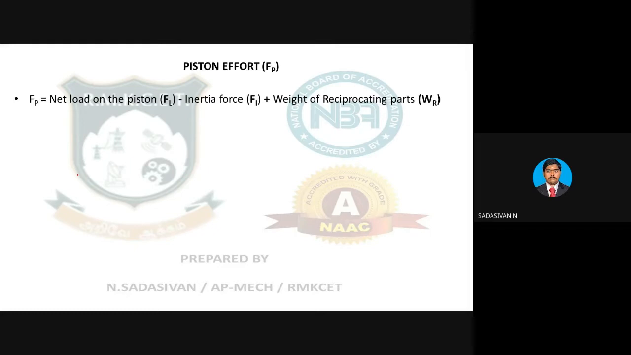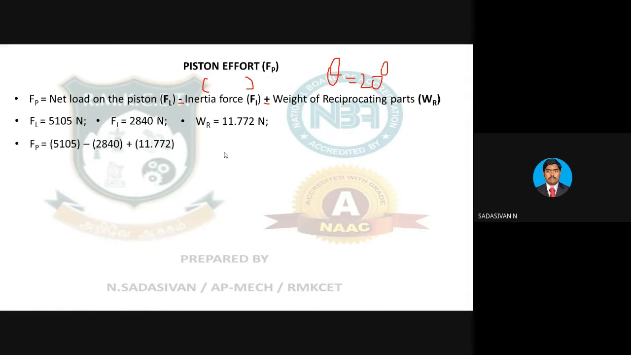A default plus here because theta equal to 20 degree means the piston is moving down, gravity is helping you, therefore plus. Here keep the default minus symbol and include the symbol of inertia force answer inside bracket. So FL is 5105, inertia force 2840, plus weight of the reciprocating part 11.772. So substitute everything: 5105 minus 2840 plus 11.772.